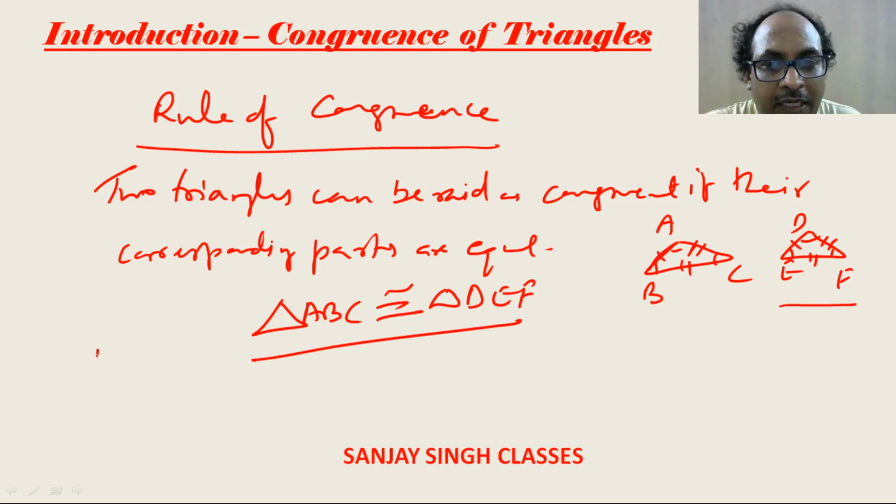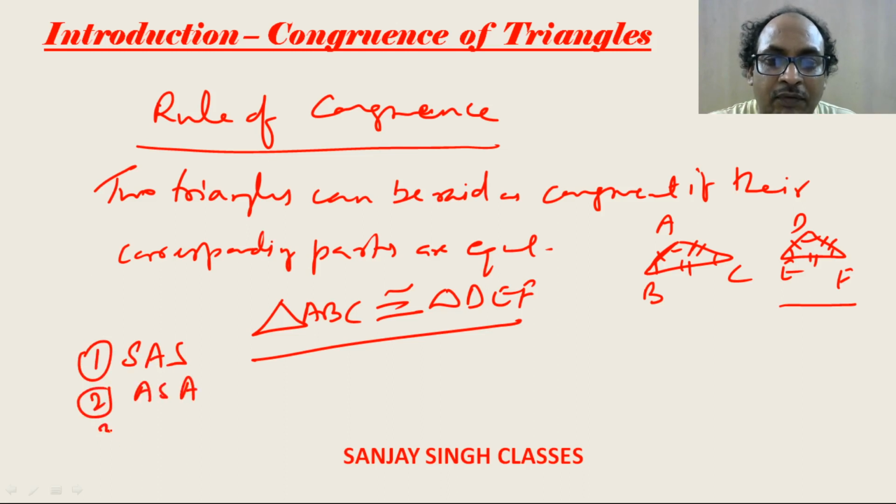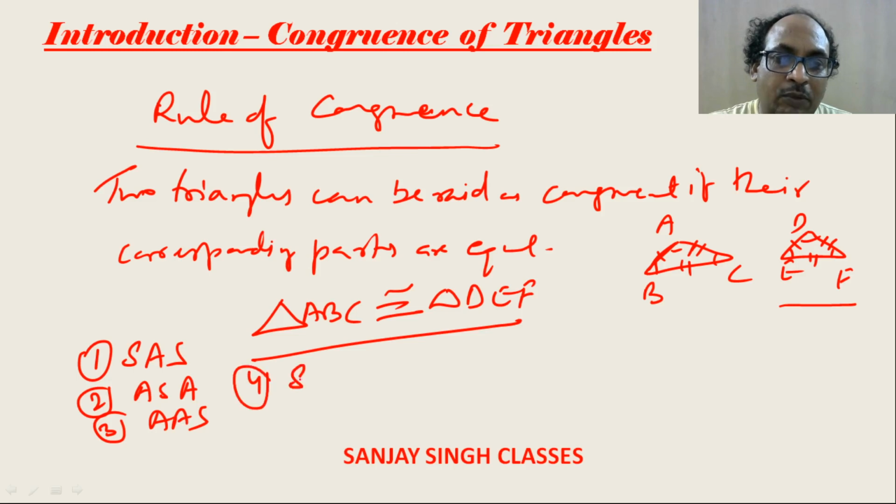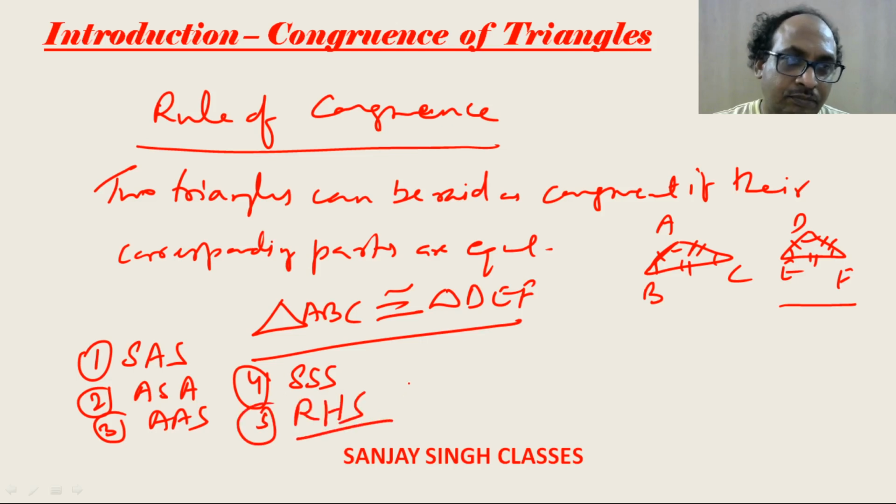So we discussed SAS, that is side angle side. We discussed angle side angle, ASA criteria. We discussed AAS criteria, meaning two pairs of angles and any one side. If they are equal in both the triangles, then also the triangles will become congruent. We discussed SSS criteria, that is if all the corresponding sides are equal, then also the triangles can be proved as congruent. And the fifth one is RHS criteria, that is right angle, hypotenuse, side.